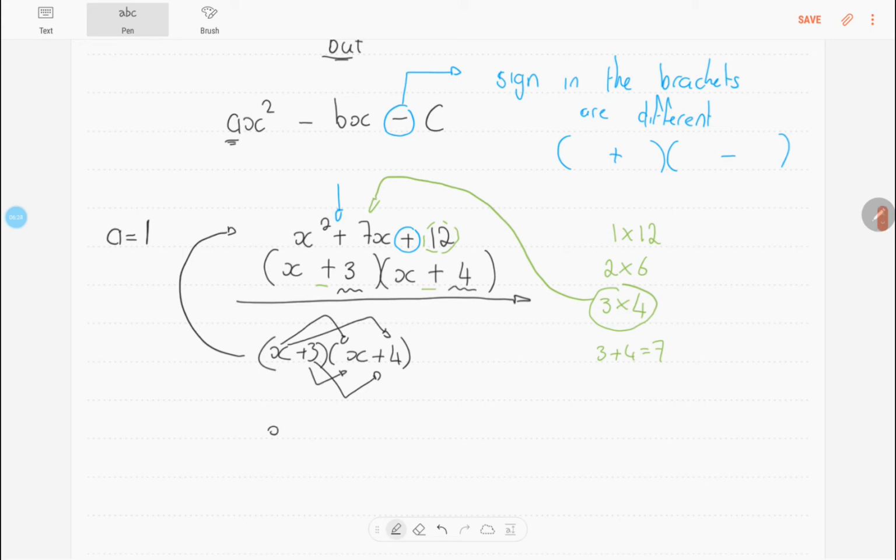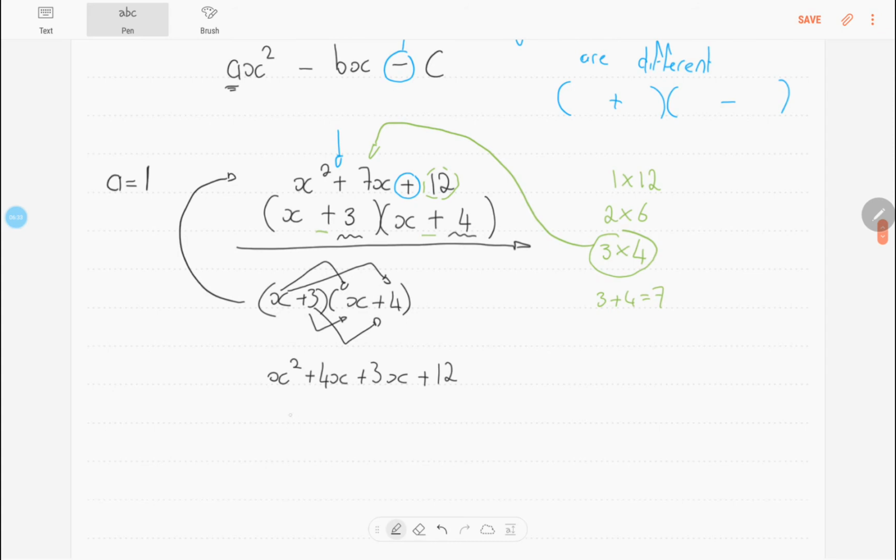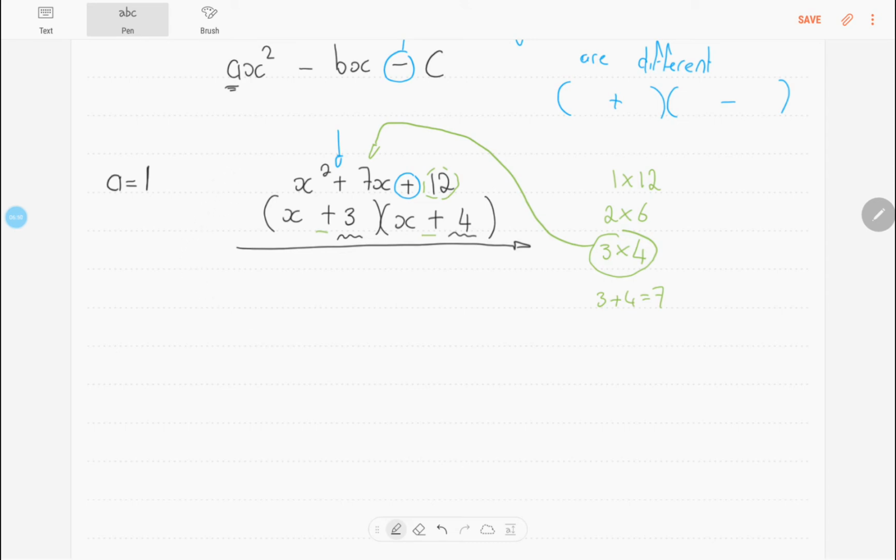So x times x gives me x squared, x times 4 gives me 4x, 3 times x gives me 3x, and then 3 times 4 gives me positive 12. And if I add that all together, I get x squared plus 7x plus 12. And that's exactly what we had in the beginning, so I know that I'm right. Which is pretty cool about factorizing, is that you can always check your work to see if you're correct or not. Yeah, so just make sure if you have time in your test, just go back and have a look at all your factorizing to make sure that it's correct. Okay, cool. Let's have a look at another example.